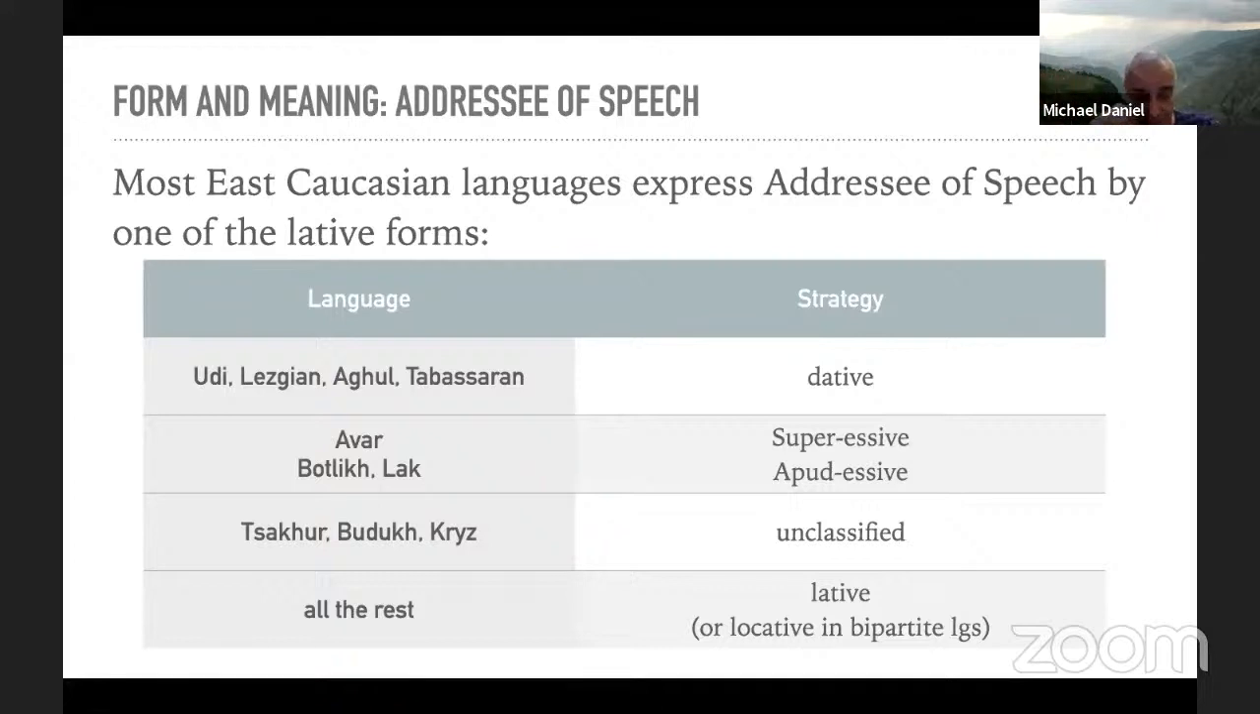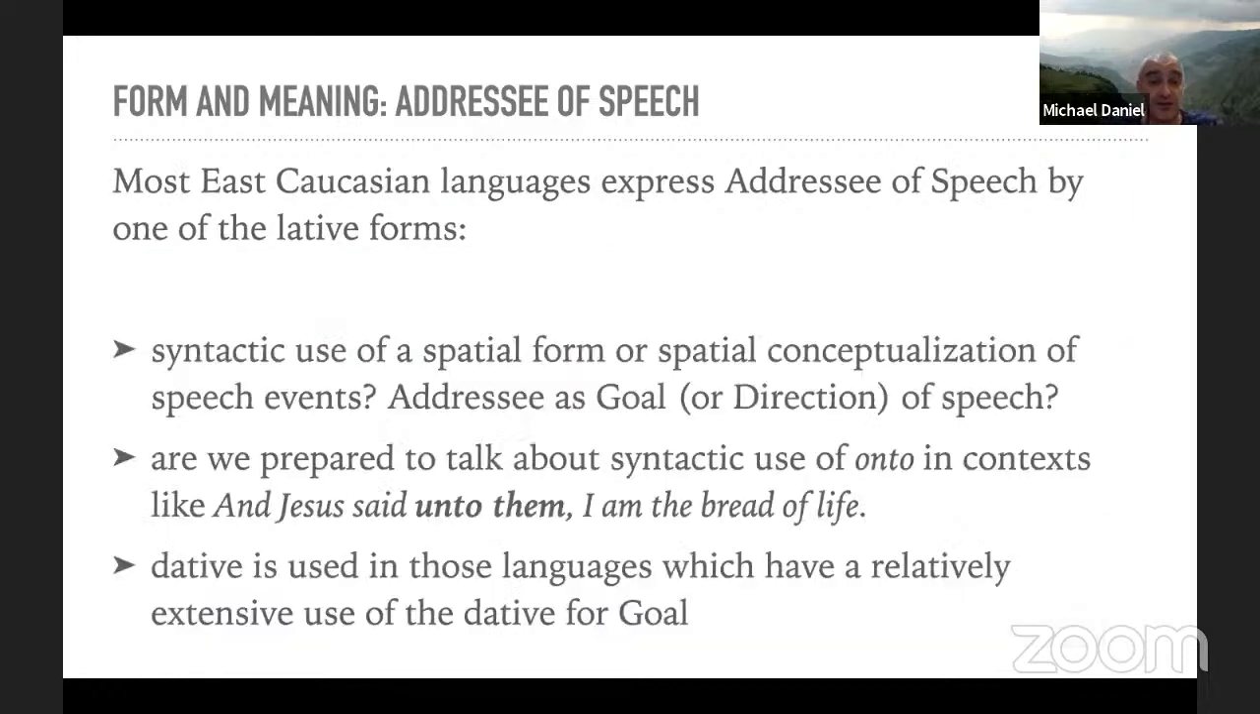I'm not so sure about Udi, but these three languages are otherwise the only languages of the family which seem to use dative as really truly directional, spatial directional. And exactly in these languages you find the use of the dative for addressee. So maybe it's just the same story. The dative is used there as a spatial metaphor, as not syntactic but spatial meaning for the addressee.